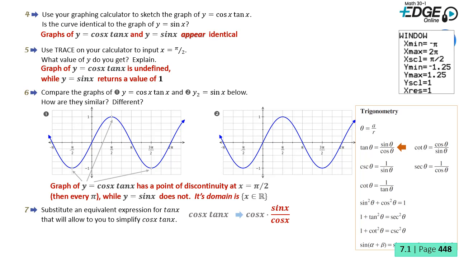Notice, in the right graph, the y equals sine x, there is no division by an expression, so there's no possibility of dividing by 0, and therefore no undefined values. So, here we could say that cos x tan x is equivalent to sine x for all values of x that are not pi over 2 plus n times pi, where n is an integer number.